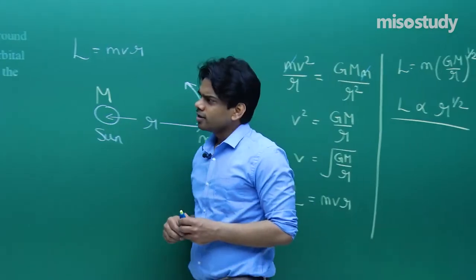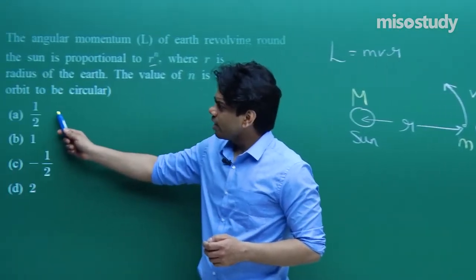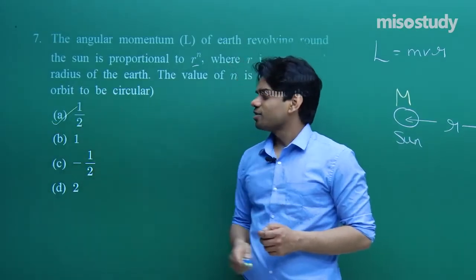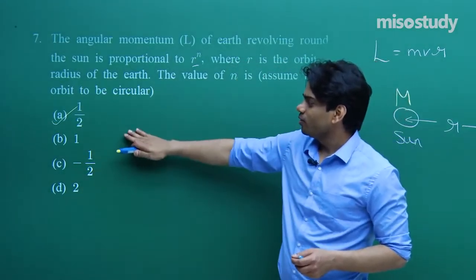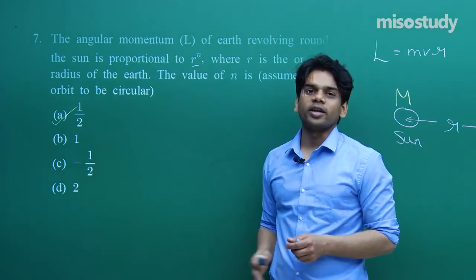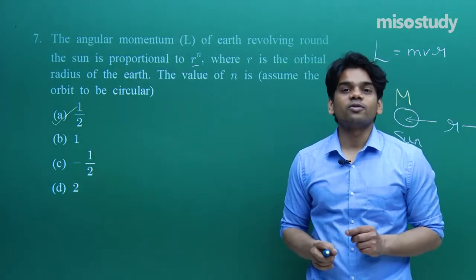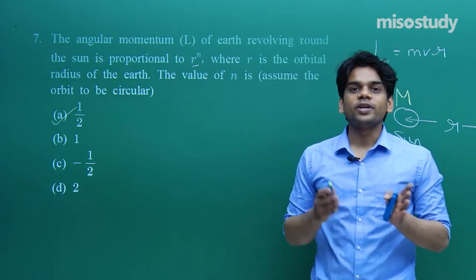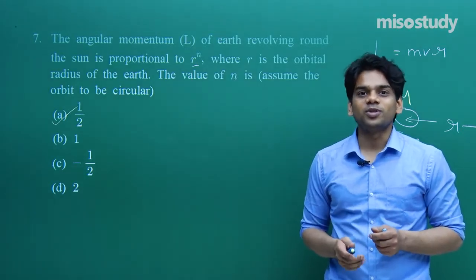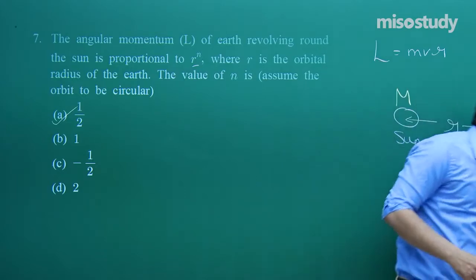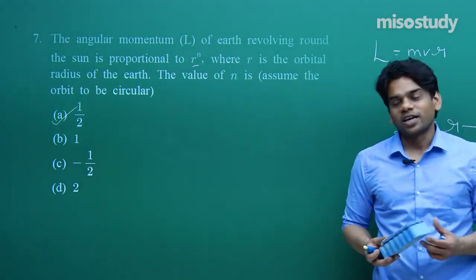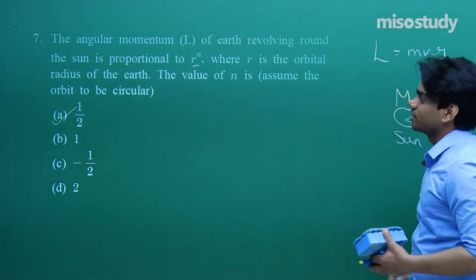Let's check the given options from our given set of options. A, 1 by 2, that is the right answer for this question. Rest are incorrect. B, 1; C, minus 1 by 2; D, 2, all are incorrect. So for such a question, you find out the angular momentum formula, then put in the values, and you will get how angular momentum is related to the distance of the center of Sun from the center of Earth.